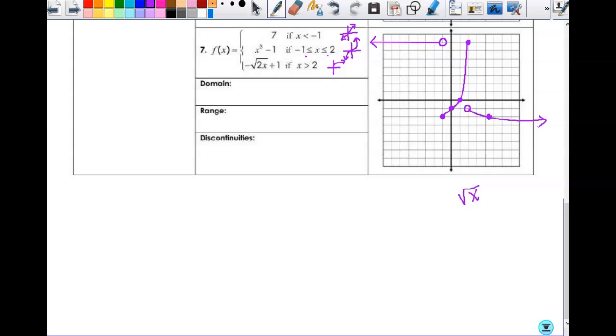So domain, is it all real numbers? Yes. So it's -infinity to infinity. What about the range? Do I start at -infinity? Yeah. Because this is going to keep going, right? Slowly, but it keeps going. So -infinity to what? 7. And do I include the 7? Yes. Do I have any discontinuities? Yes. I have jump at x equals -1. And at what? X equals 2.